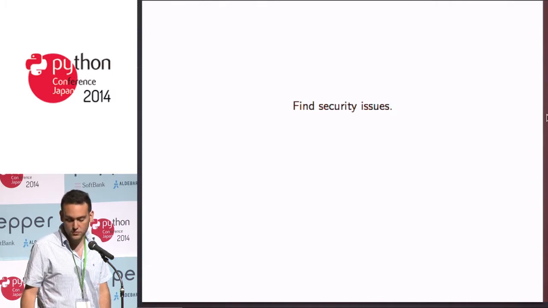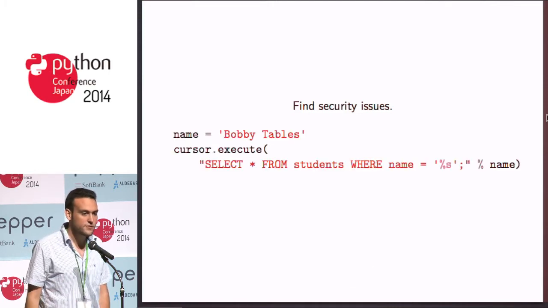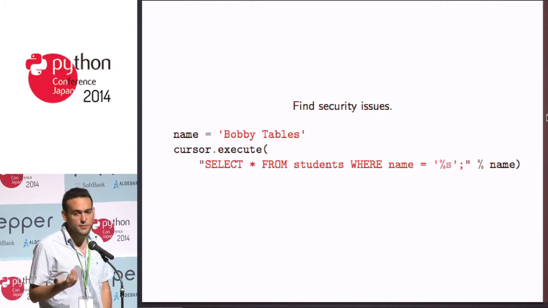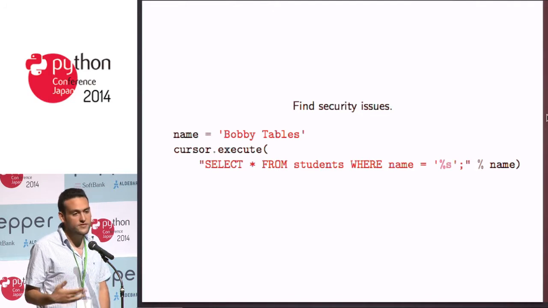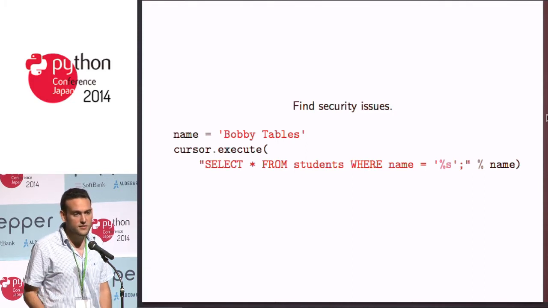It's also reasonable to ask for static analysis to find security issues in your source code, right? For example, if you're using a database querying function and you're doing string interpolation in the query that you're passing to it, then maybe automatic analysis of your source code could help you find this, whereas regular unit testing wouldn't.